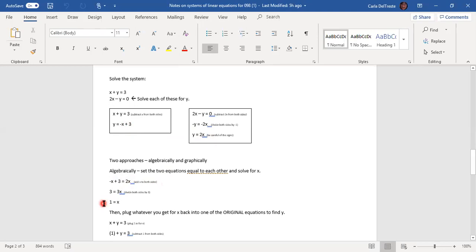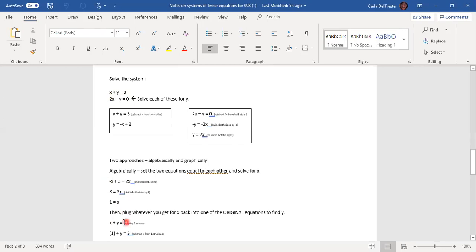Remember, one single number is not your answer. You have to have an ordered pair. So you have to then take this x value and plug it back in to one of the original equations to get y. So I just chose the first one. You could have chose either one. I just happened to choose x plus y equals 3.